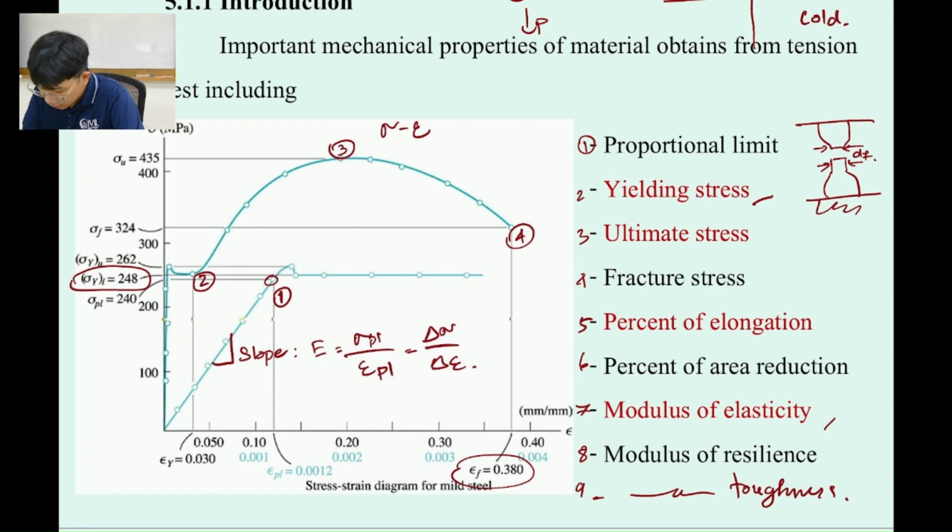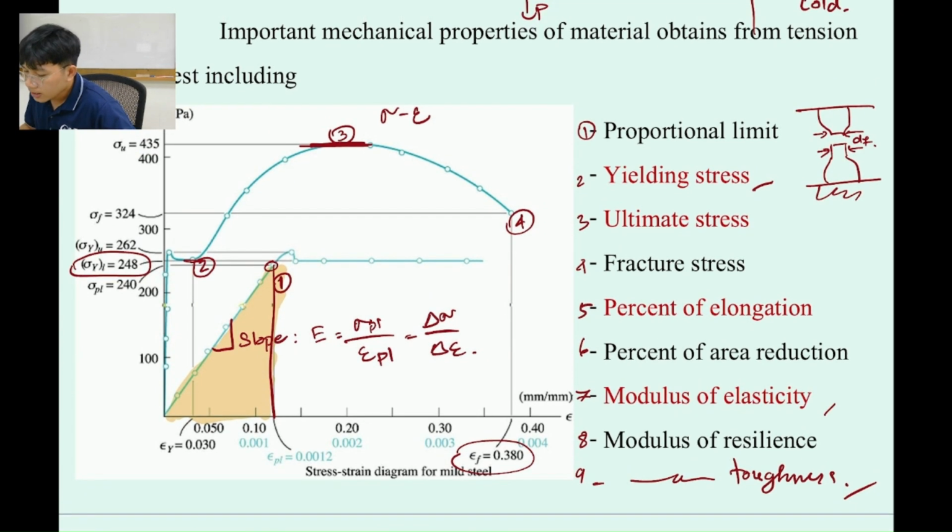Modulus of resilience is going to be the area under the linear zone. Okay, so this is going to be the area. Let me highlight it. Okay, this is the modulus of resilience. It's going to be the area under the linear region. And then the last one, modulus of toughness, is going to be in here, the area between the ultimate and the yielding. So if you would like to get the equation, you can just go back and recheck it later.